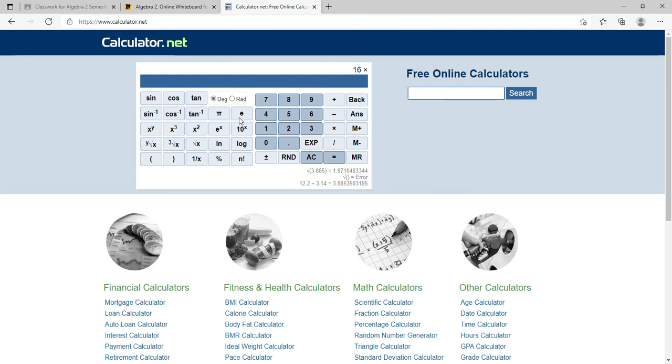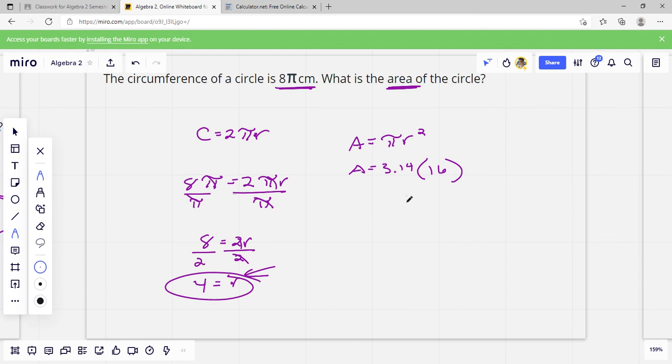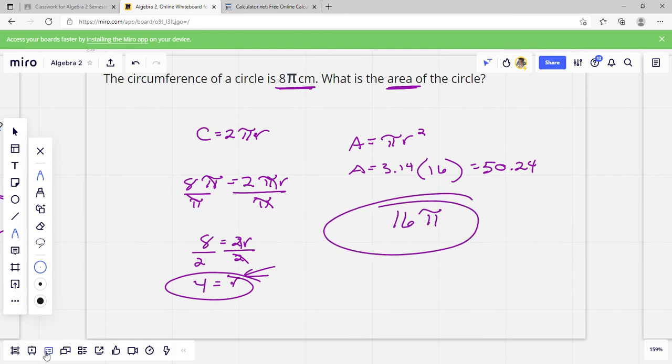I'm trying to find a pi button, but I don't see it. I'll just do 3.14. And that's going to equal 50.24. And the book says 16 pi. Okay, so they didn't even work it out. Or you could just write 16 pi as your answer. They didn't even work it out in the book.